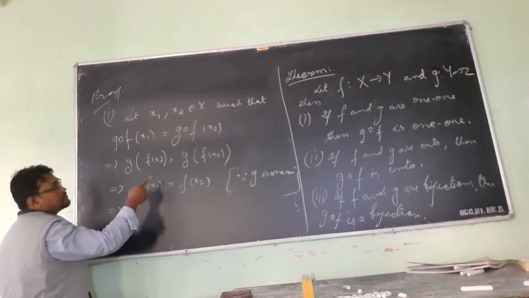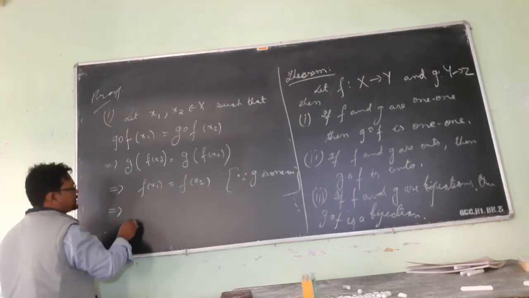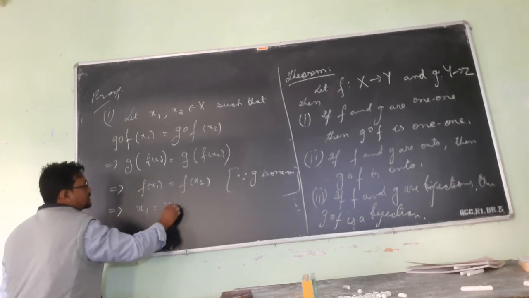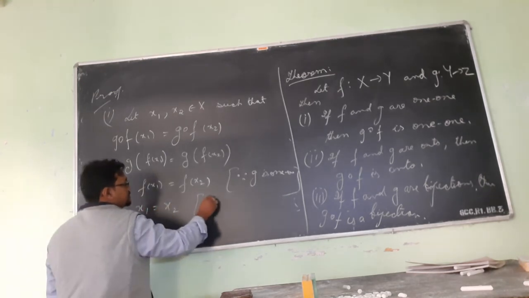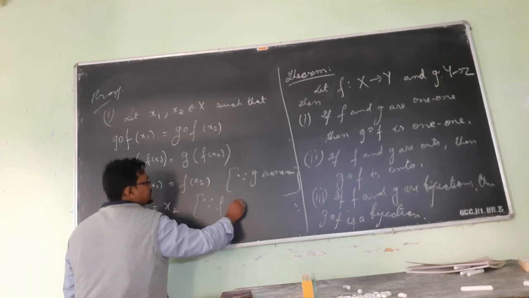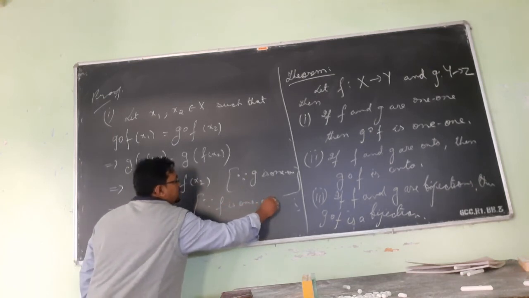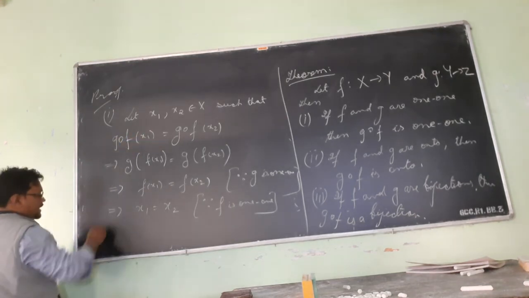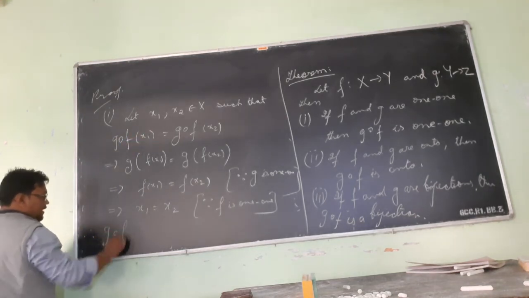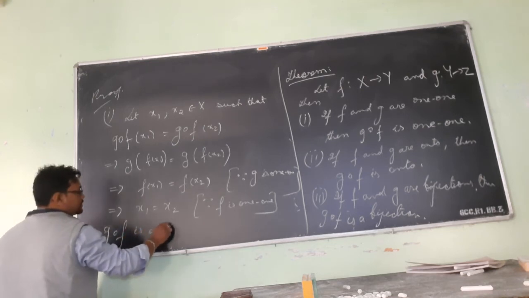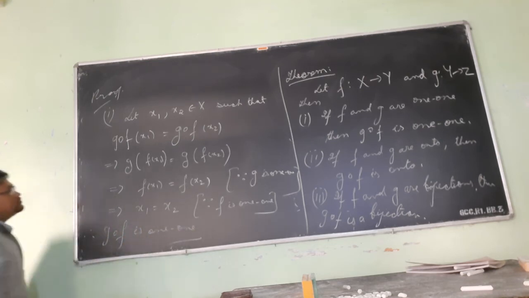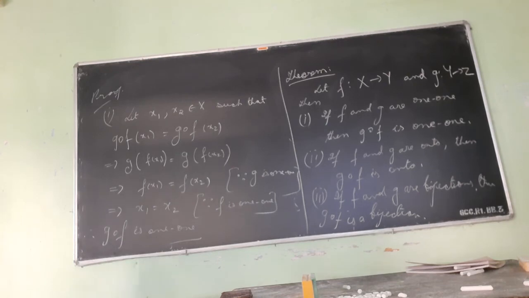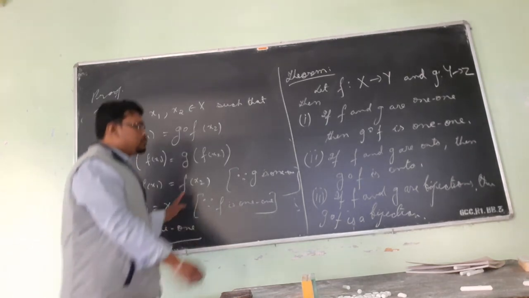Next, I can apply the fact that f is 1-1. So from here I can write x1 is equal to x2, since f is 1-1. So I can conclude, since these two are arbitrary elements, that GOF is 1-1. So if f and g are 1-1, then GOF is also 1-1. This is one way of proving.